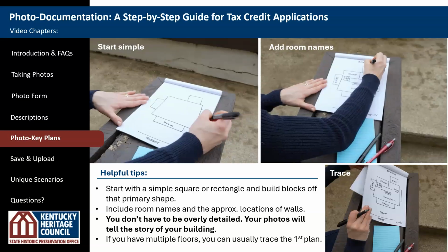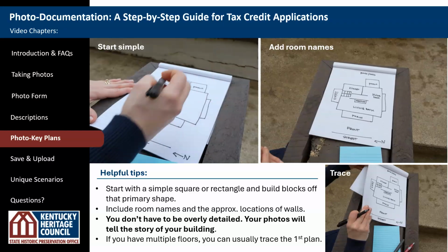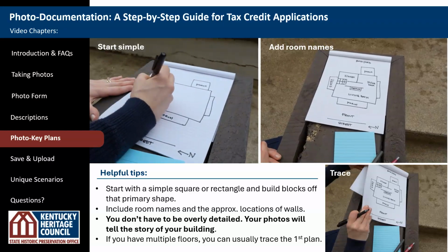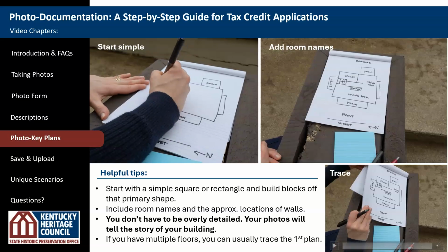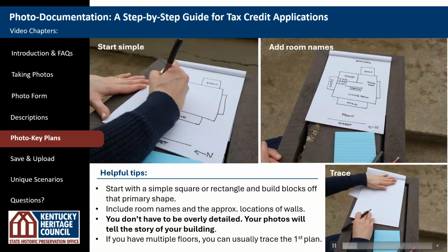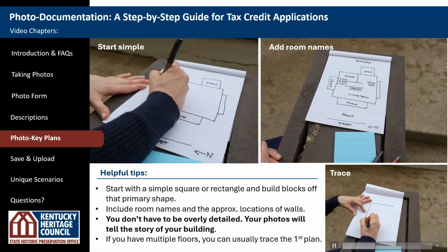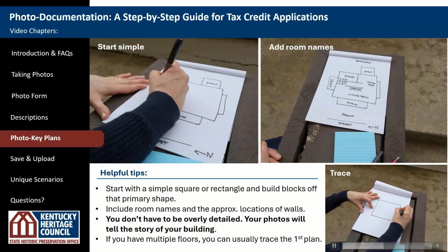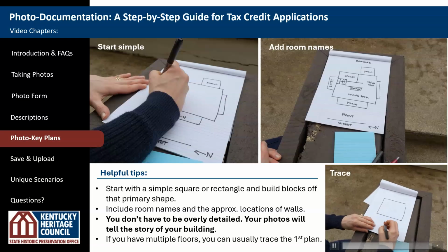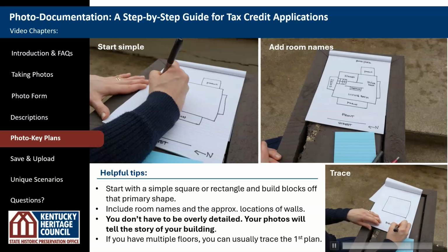Most properties have a basic square or rectangular plan at their core, with rooms inside and projecting outward from that core shape. Each property is different, so there will not be one way or a right way to draw a plan for every property. So long as the exterior walls, the approximate location of interior walls, and room names are indicated, we should be able to interpret your photo key plan. Some helpful tips are listed on the screen, including tracing your first floor plan to make subsequent levels if that is helpful to you.